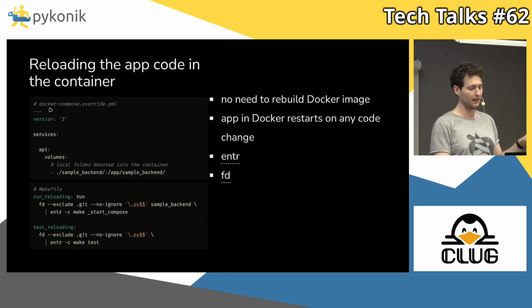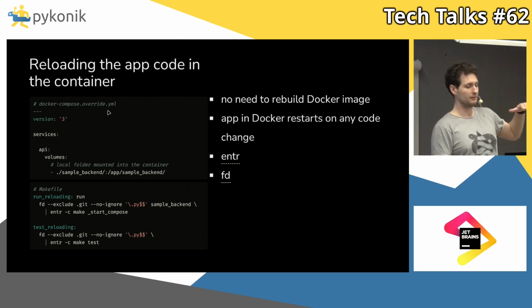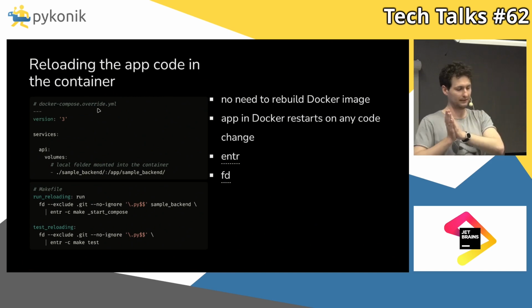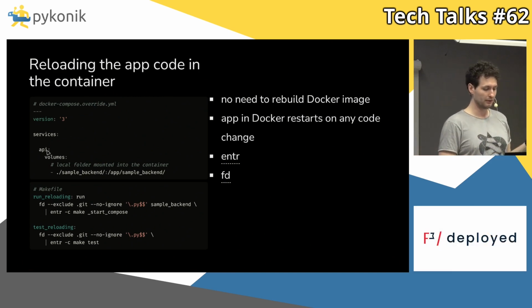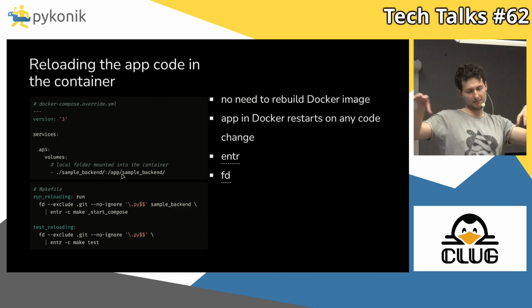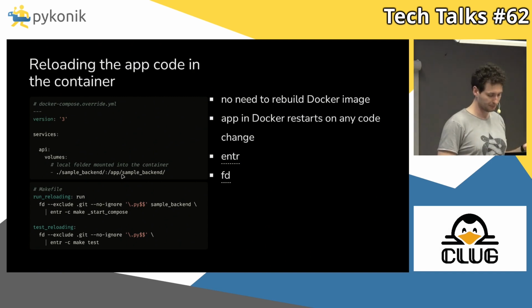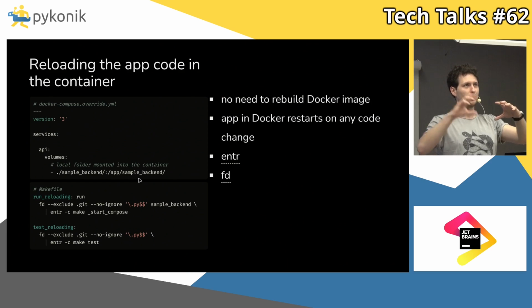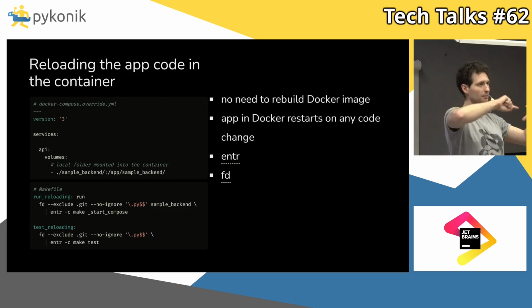I usually set that up in another file, docker-compose.override.yml. That's automatically getting merged with your basic Docker Compose file. What I did there is add a volume for our API container that just mounts my local directory with the code package to the place where that package is located in the image, in the container. So if you have that, your container is always going to run with the most up-to-date code.